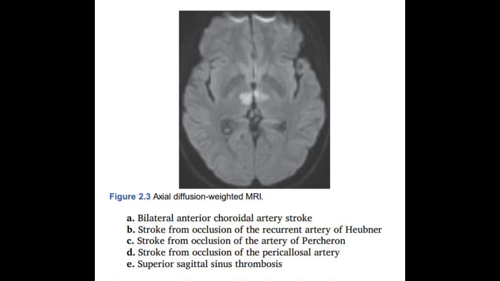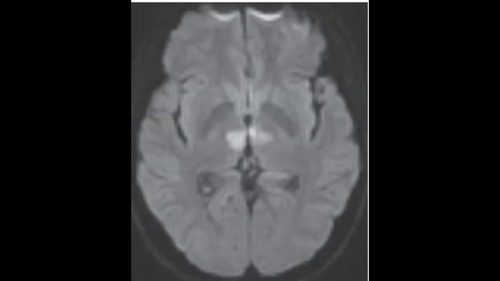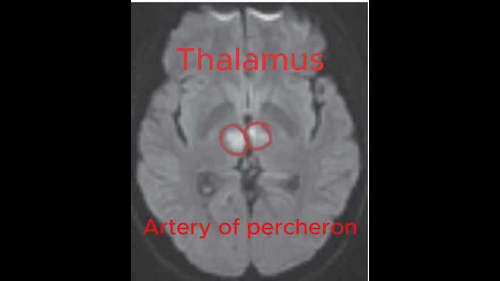Now, if we take a look at this MRI, it basically shows us an infarct. Remember that an MRI infarct appears as hyperintensities in the DWI, the diffusion weighted MRI. If you look at this MRI, you see some hyperintensities in here. This is the level of the thalamus, so there's a bilateral thalamic infarct. For you to have a bilateral thalamic infarct, usually this is seen if there is an occlusion of the artery of Percheron. So we are going to talk deeply about this artery.